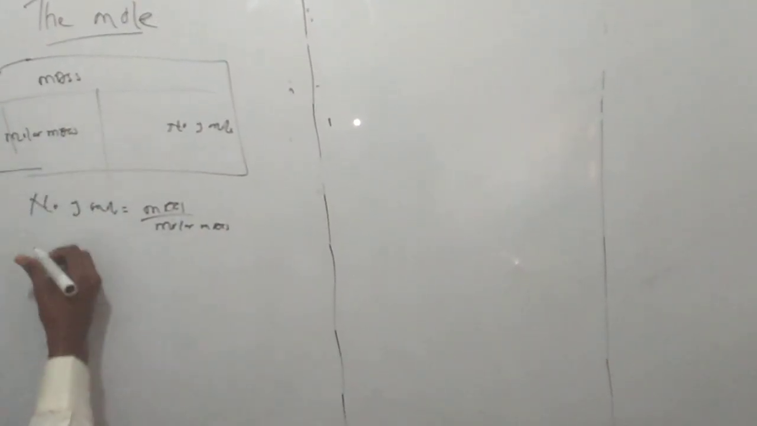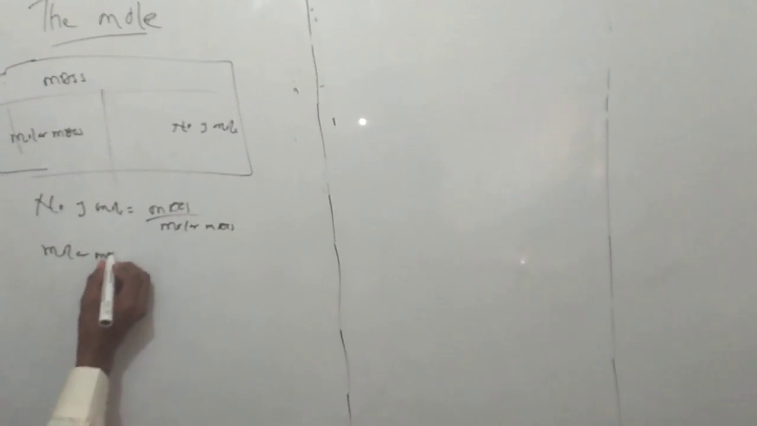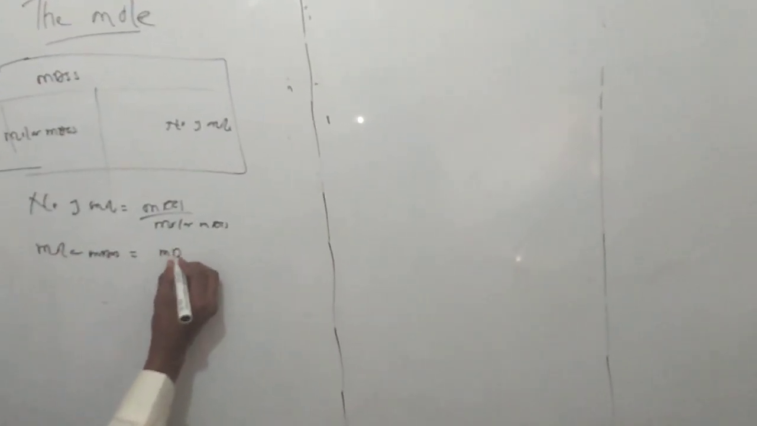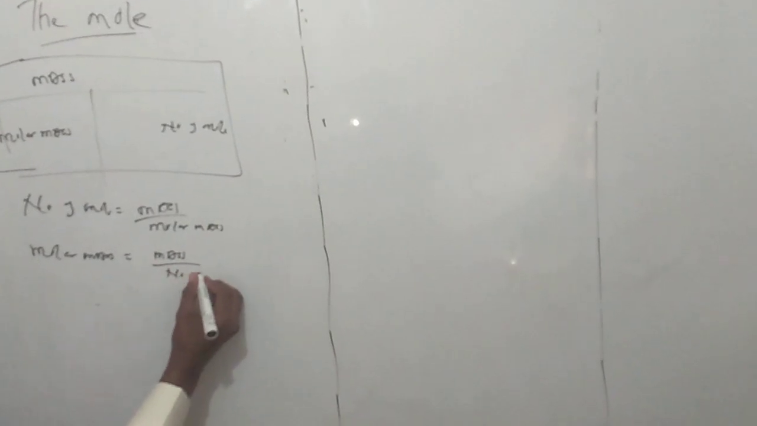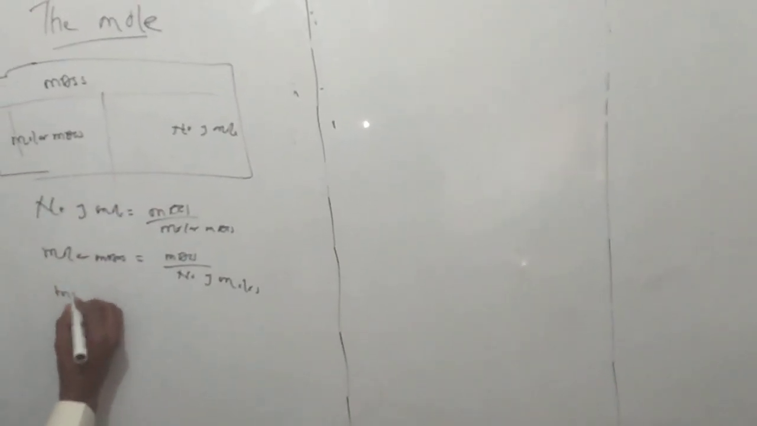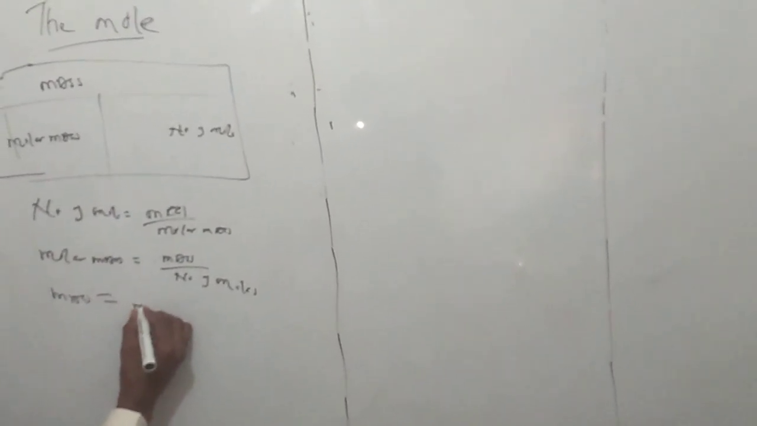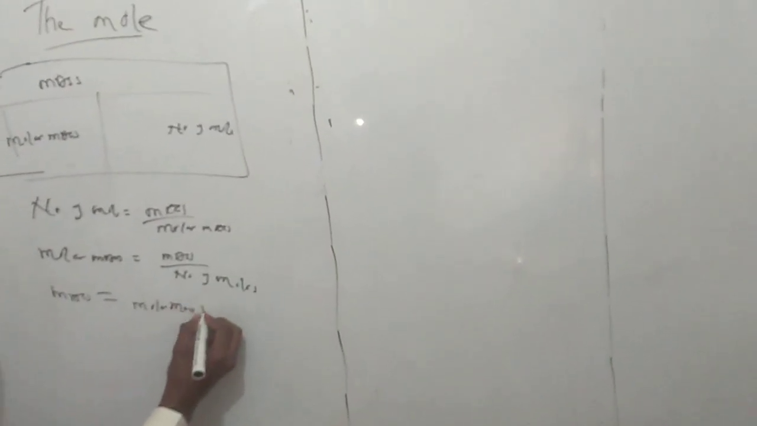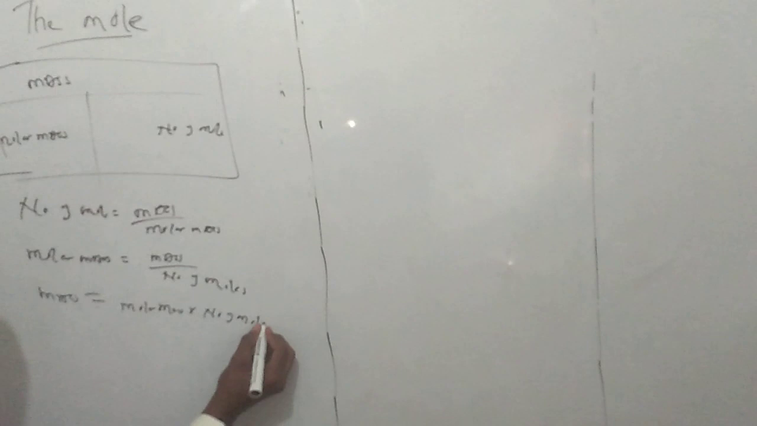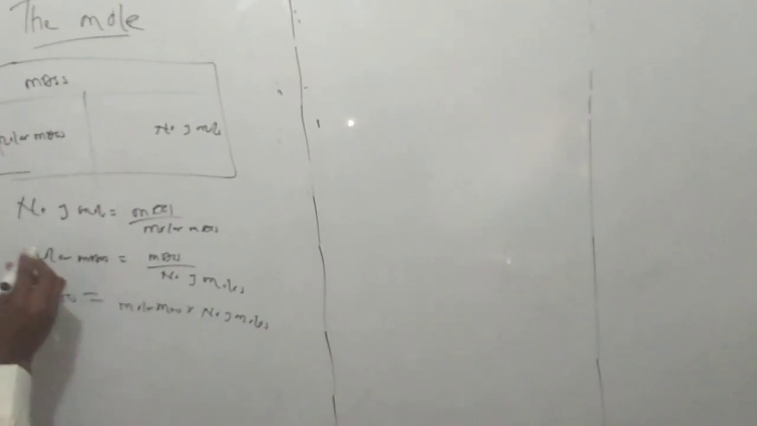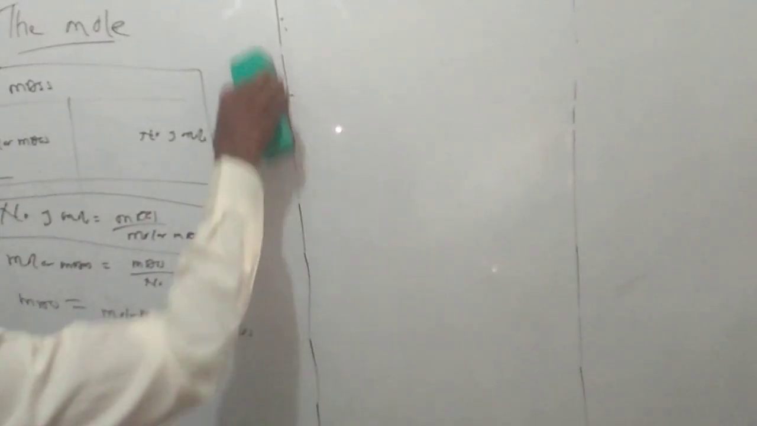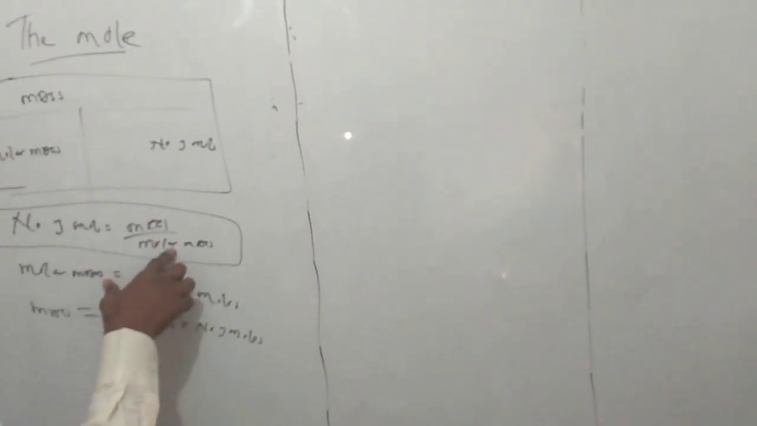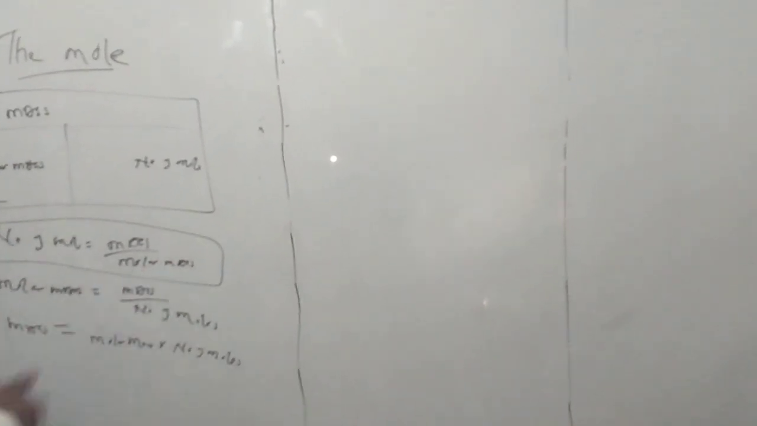For us to get the molar mass, we take mass over number of moles. Then, for us to get the mass, it is equal to molar mass times number of moles. But our main concern for today's case is how to get the number of moles in trying to get the empirical formula. We take the mass over the molar mass. The molar mass is the same as RFM, so there's no problem, it's still the same.